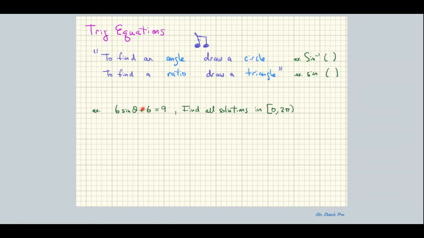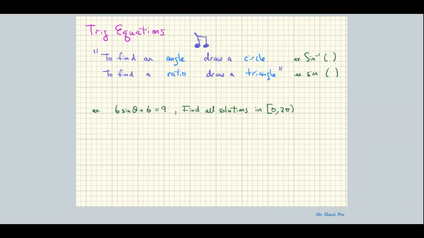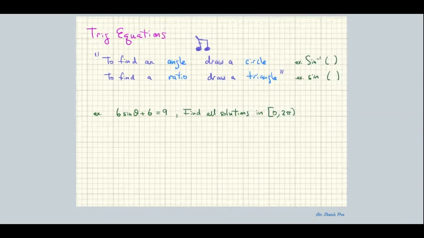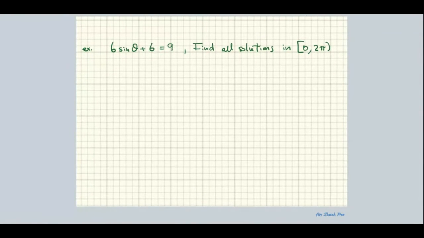So let's go ahead and take a look at this. 6 sine theta plus 6 equals 9. And this is fairly simple. It's just a linear equation in sine theta. So let's hit it. Solve 6 sine theta equals 3. Bringing the 6 over, sine theta equals 1/2.